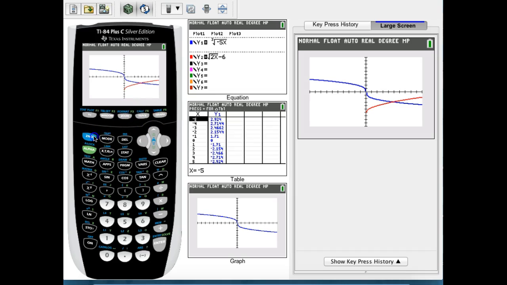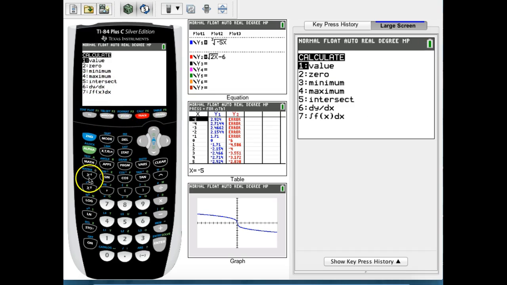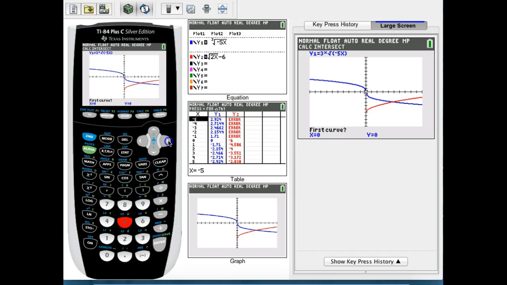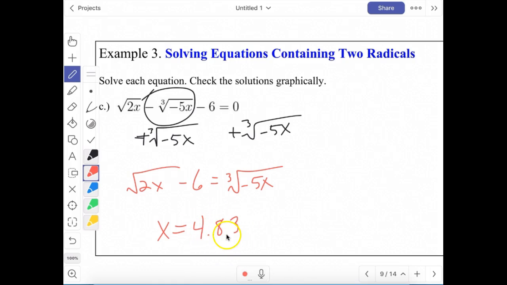So if I want to find the intersection, we'll do that same method. Let's get over close by that intersection point. There you go. That intersection is at 4.8-ish, 4.83. What we get there.